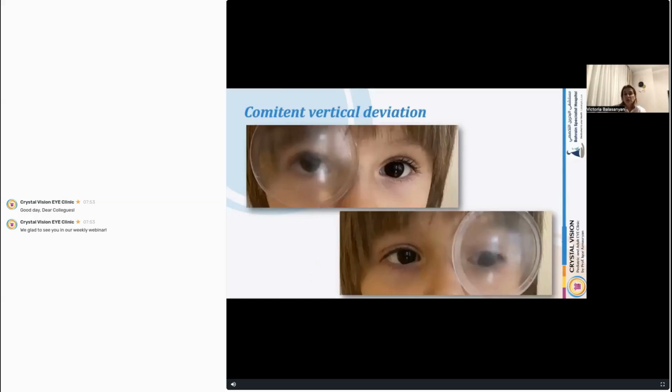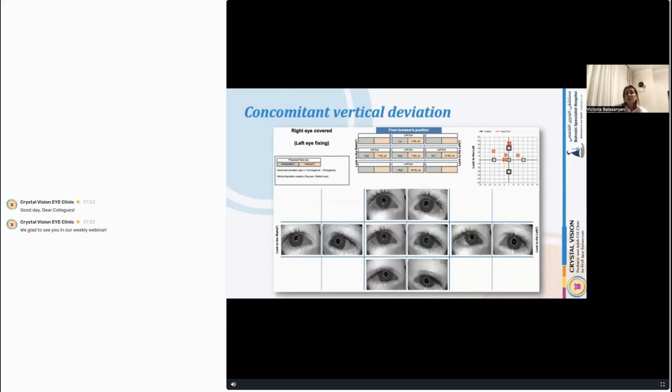To provide more clarity, let's move directly to the analysis of clinical cases. Concomitant vertical strabismus is a condition in which one eye deviates upward while the other eye, when the fixing eye is switched, deviates downward. Here we can see a report of the examination conducted using the video oculograph. As we can see, when fixation is made with the left eye, the right eye shows a deviation of 7 degrees upward.